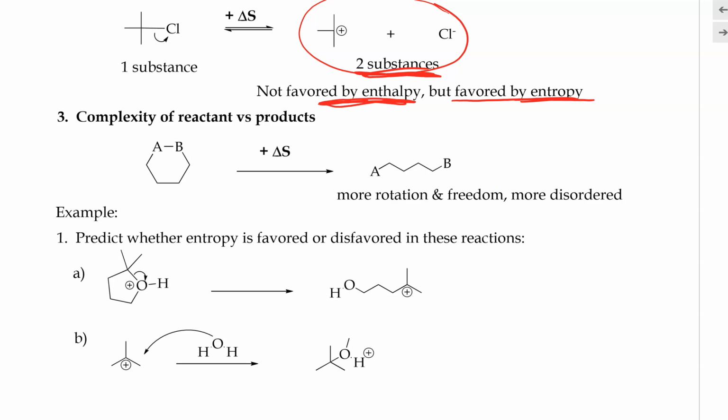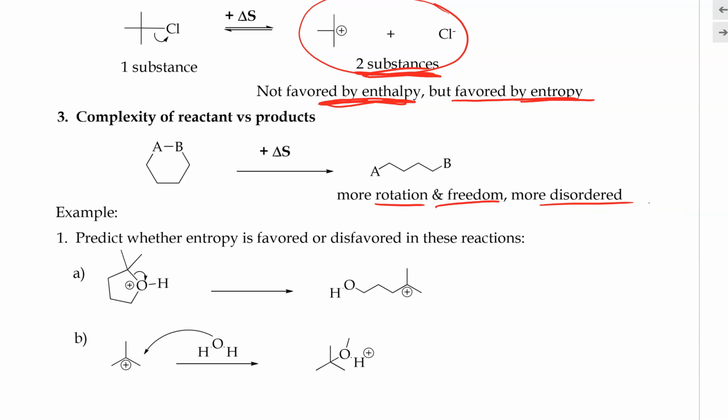And another example, here's one that involves the complexity of reactant versus product. So on the reactant, we have this cyclic ring right here, where we have a bond between the atom A and atom B. If we were to now break this bond between A and B in the course of this reaction, once A and B have been broken already, this molecule would now become linear, and now it can rotate, or it can have more freedom of movement, and therefore more disorderliness to it.